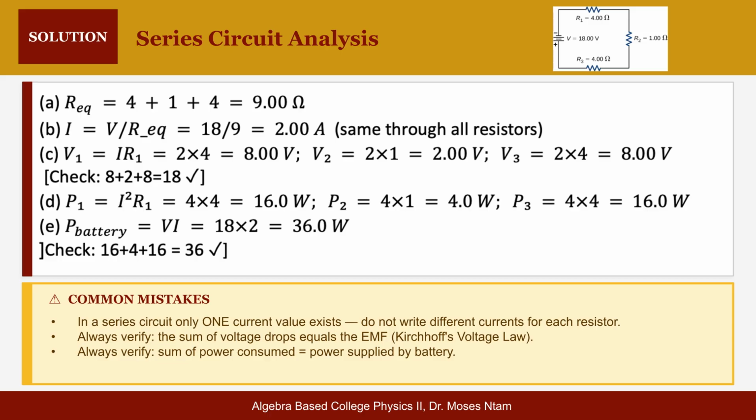To solve this, first, calculate the equivalent resistance, which is the sum of the resistors, 9.00 ohms. Then, find the total current, 2.00 A, which is the same through all resistors. Next, calculate the voltage drop and power dissipated for each resistor. Finally, find the power supplied by the battery, 36.0 W. Check your answers using Kirchhoff's laws.